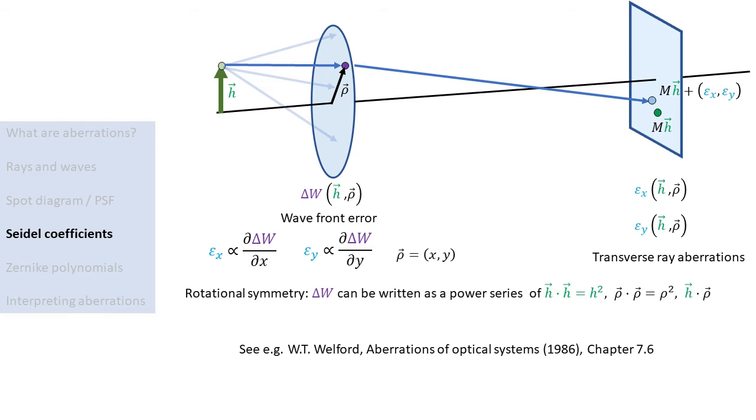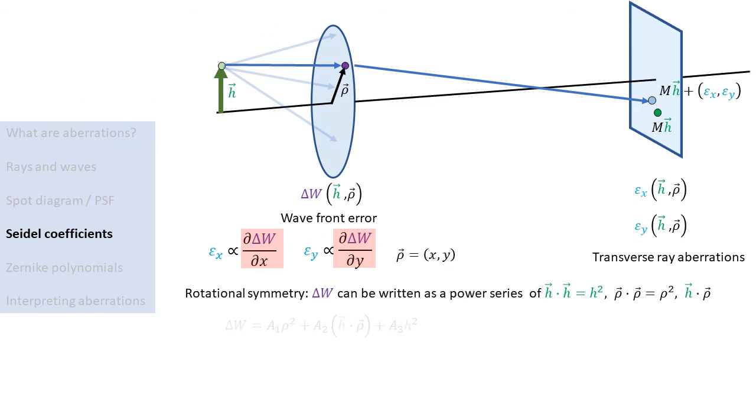The constant term in this expansion is irrelevant, because the transverse ray aberrations depend on the gradient of the wavefront error. So the first terms we consider are the linear terms. The first term is a quadratic wavefront error, which we saw corresponds to the focus. This can easily be corrected for by shifting the image plane along the optical axis, so this term is not interesting. The second term is linear in the pupil coordinate, and we saw that this corresponds to a lateral shift of the image of the point source.